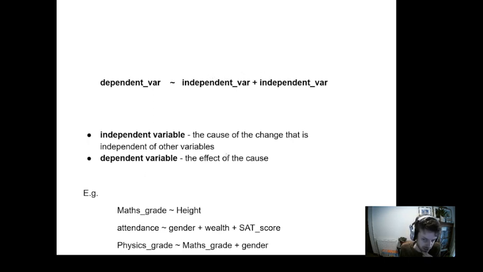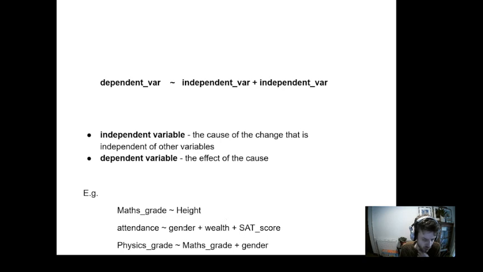And then the dependent variable is the effect of the cause. So the cause is over here and the effect of the cause, so what's changed, is over here. So if we change one of these or both of these, what's the actual impact on this thing over here? That's what we're looking for. For example, little models we could have: maths grade given the height of a student. There might be something about age, and the higher you are, the better you do at maths because you're older. Or there may be no relationship at all with that. We've got attendance given gender and wealth and some sort of cognitive test.